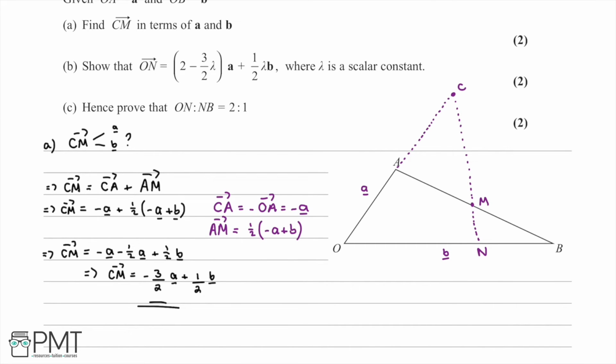There were 2 marks available for this question, and we got our first mark for getting to this stage here, where we got CM into an equation in terms of A's and B's, and we then receive our second mark for getting this into the form of the correct answer.